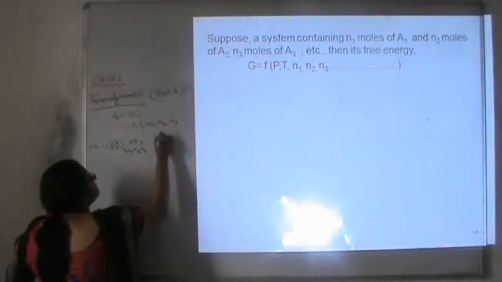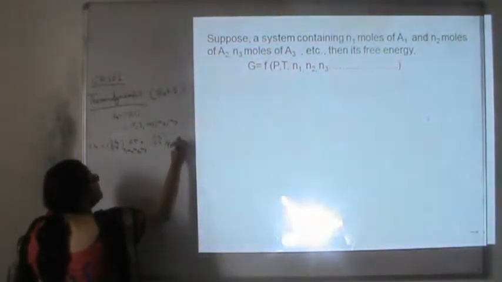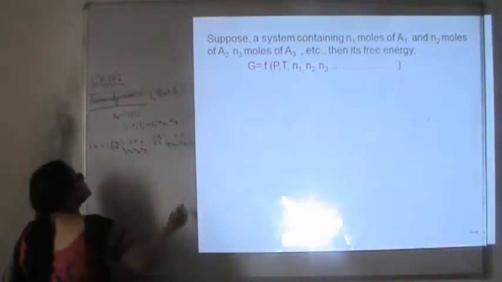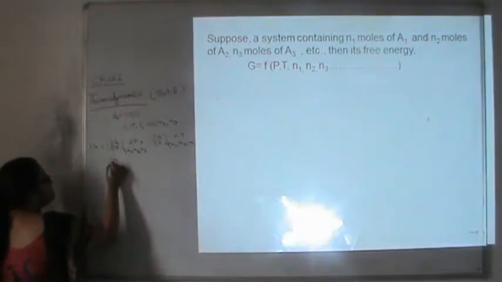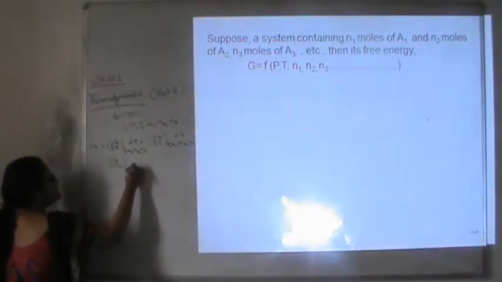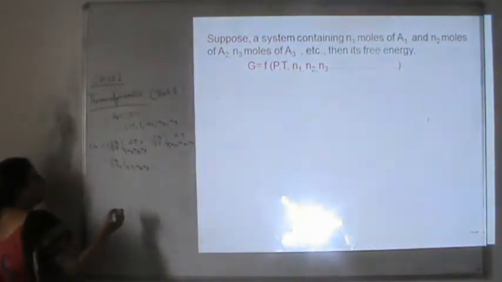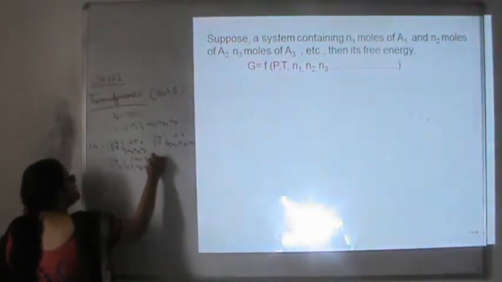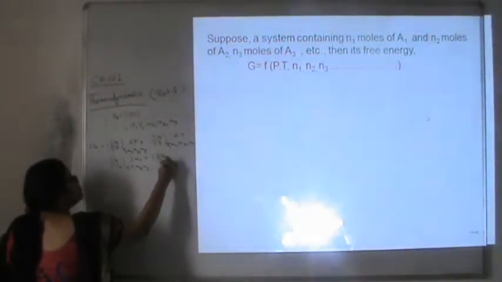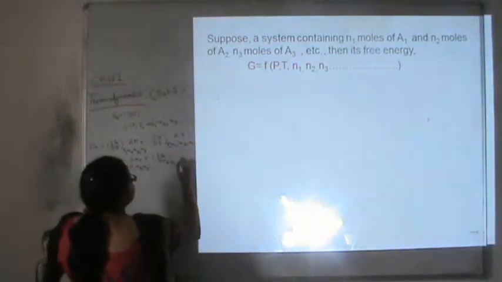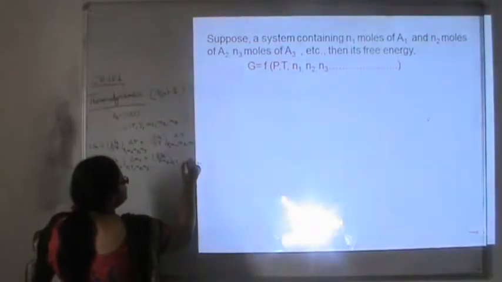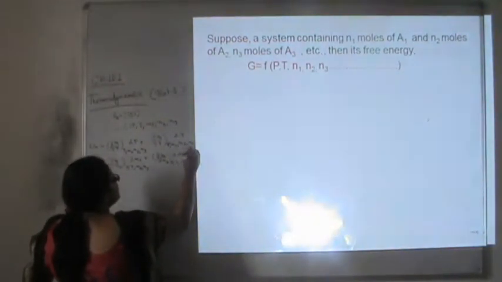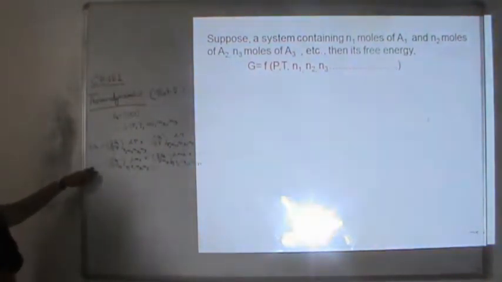plus ∂G/∂T at constant P, N1, N2, N3, dT, plus ∂G/∂N1 at constant P, T, N2, N3 and so on, dN1, plus ∂G/∂N2 at constant P, T, N1, N3 and so on, dN2, and so on. So these are the terms.